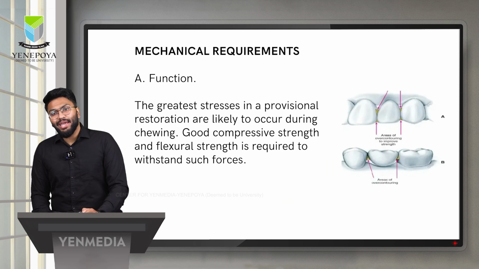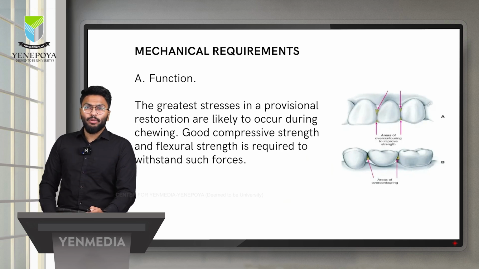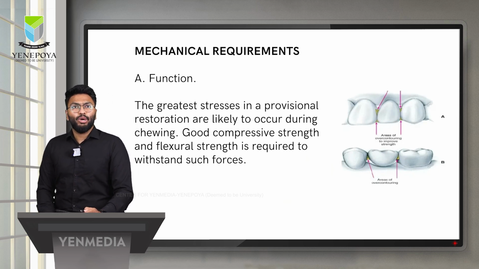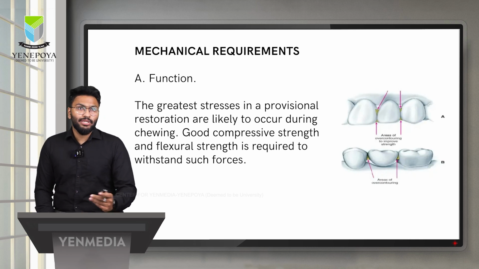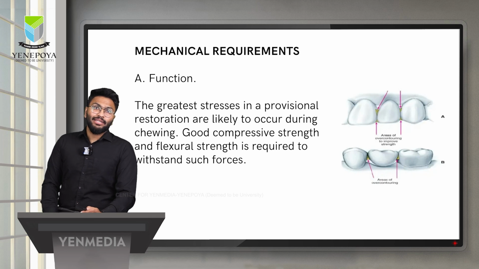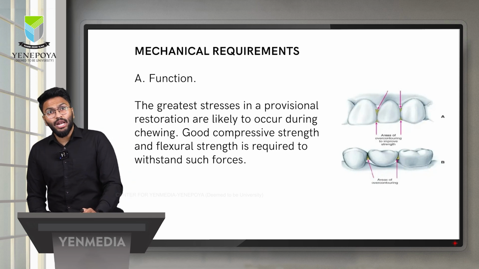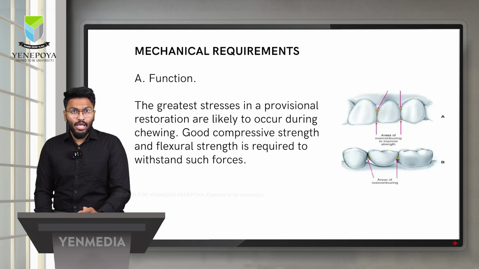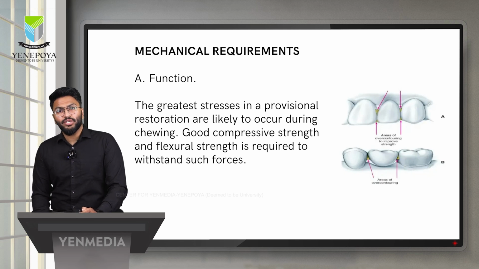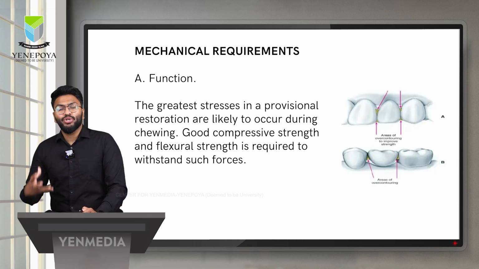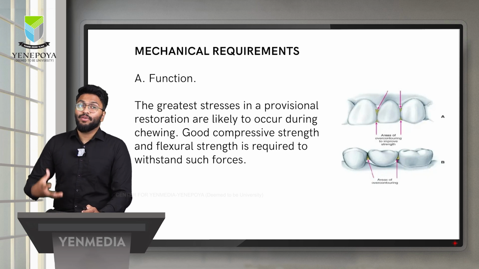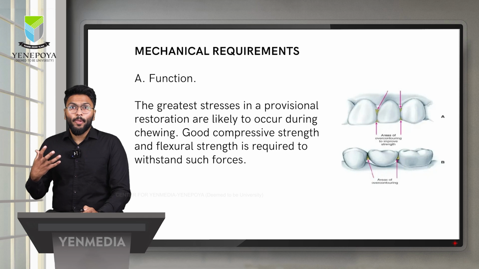Now coming to the mechanical requirements. Those were the biological requirements. Now coming to the mechanical requirements. The first mechanical requirement is your function. As I was discussing earlier, the greatest stresses in a provisional restoration are likely to occur during chewing. A good compressive strength and flexural strength is required to withstand such forces. So the material should have good compressive strength and good flexural strength to take up any occlusal loads while chewing.